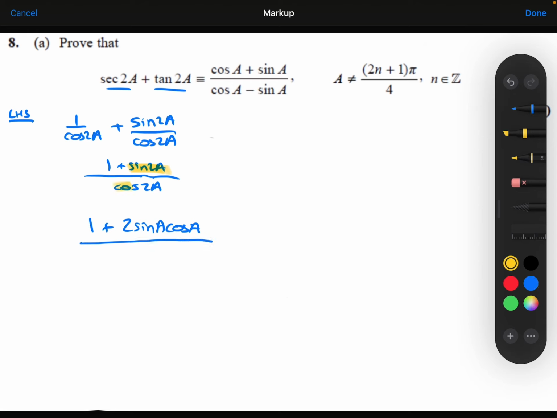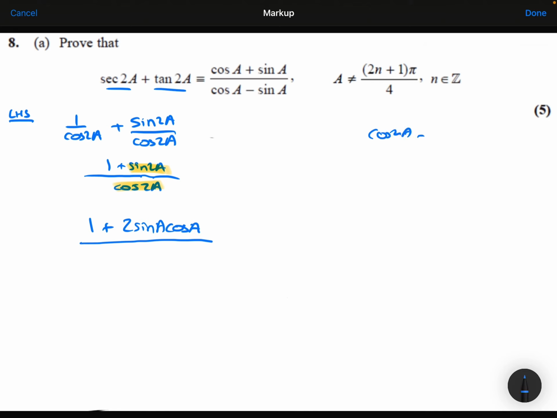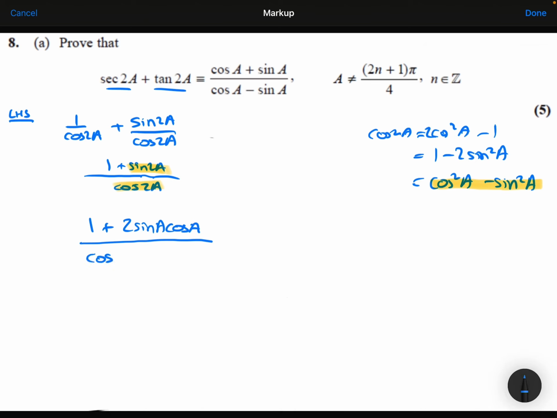The cos 2a, now we know there's three different ways we could do this. Let me write them out quickly. I could do it as 2 cos squared a minus 1, or 1 minus 2 sine squared a, or cos squared a minus sine squared a. Now when I'm looking at the answer over here, I can see there's both cosines and sines involved, so I'm going to pick the third option here, because it has cosines and sines involved.